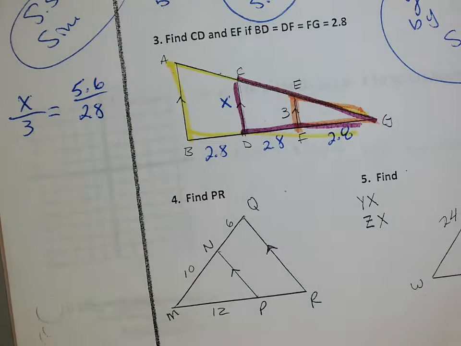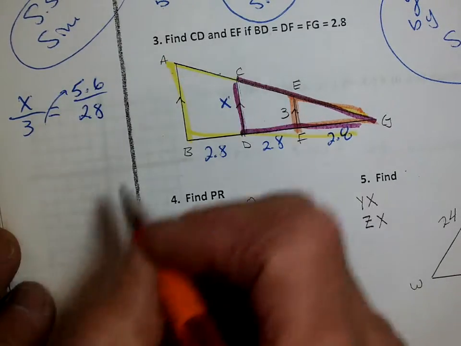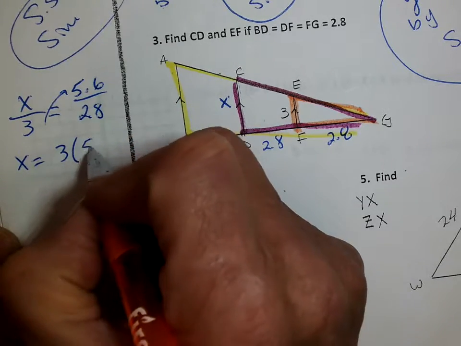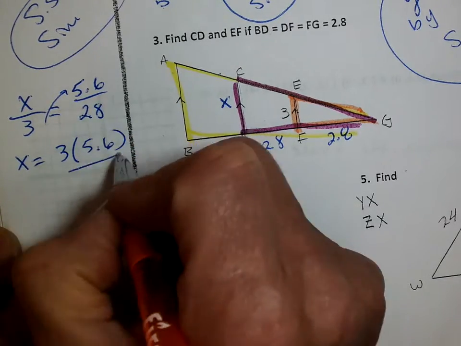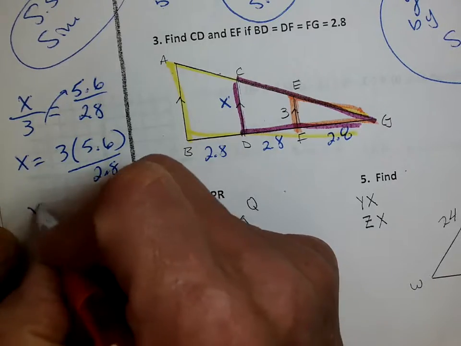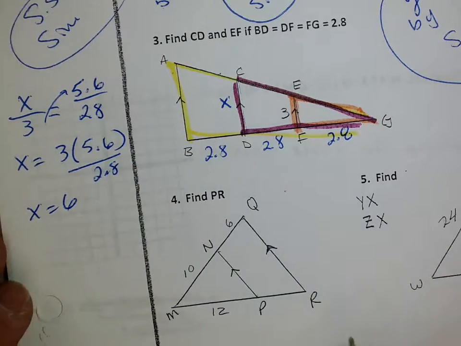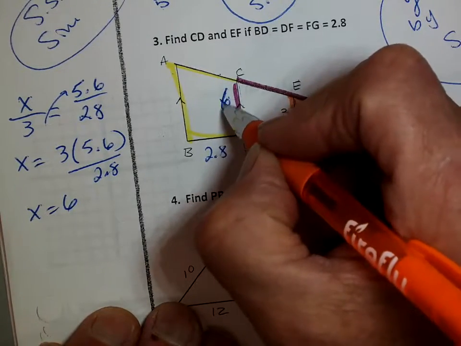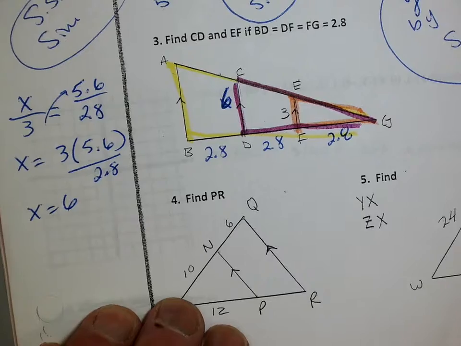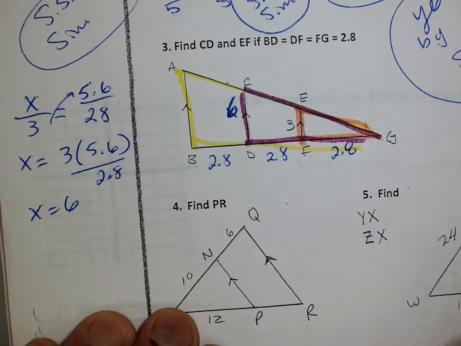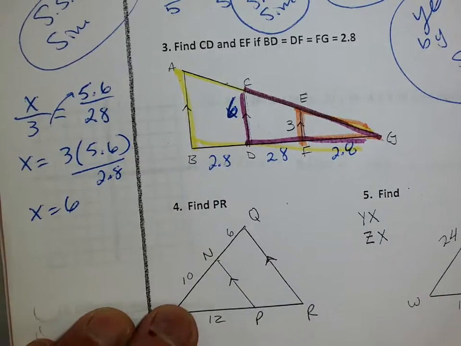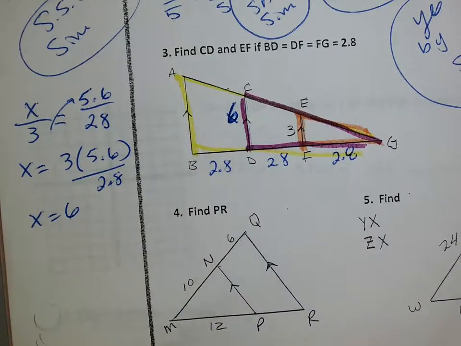Okay, how am I doing? Okay, and I'll cross multiply and solve. X is equal to 3 times 5.6 divided by 2.8, which is 6. So X is 6. Okay, I know CD is 6. All right. 3, 6. What do you think AB is going to be? 9. I knew it. It is 9.